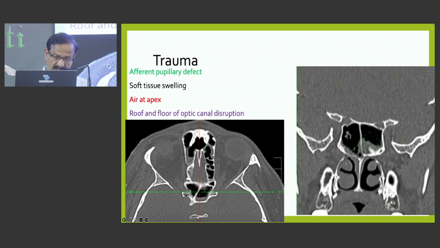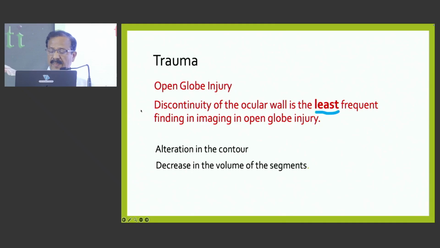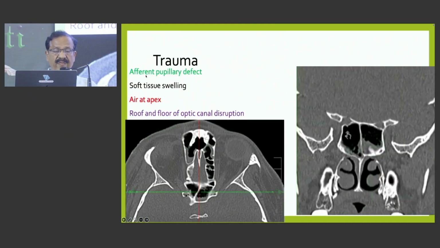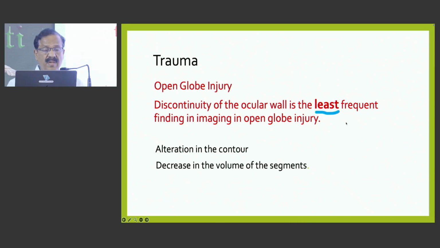At first we thought that there was only a soft tissue swelling there, but the clinical picture was afferent pupillary defect. So careful examination showed there is a small air pocket there, and coronal reconstruction showed the fracture of the optic canal floor as well as the roof. So the optic nerve was damaged.